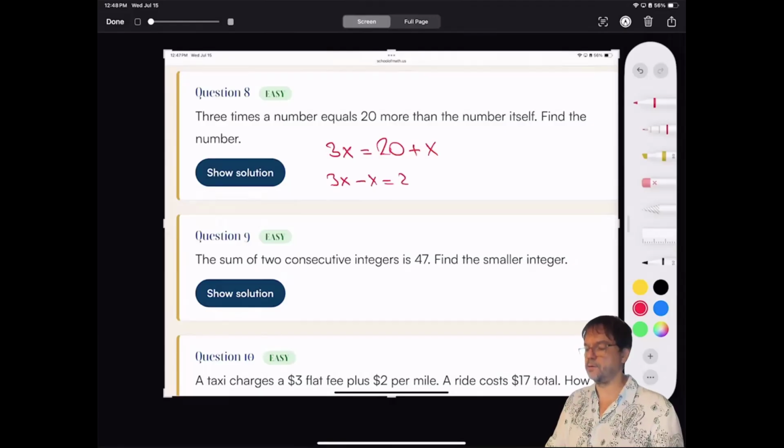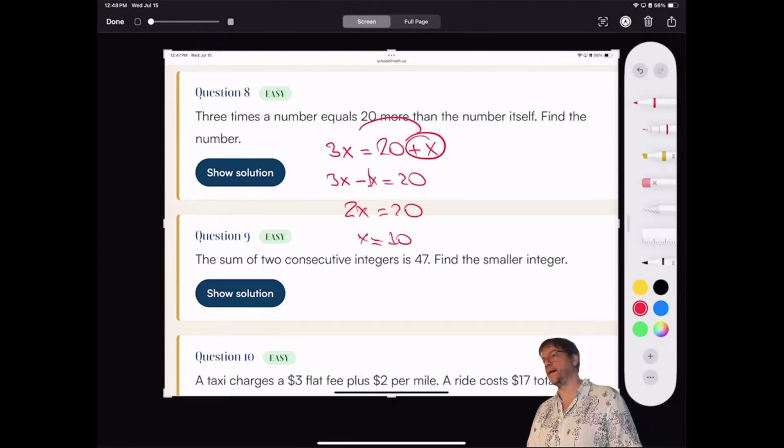3x minus x is equal to 20. I pass it to the other side. 3x minus x? Just x. Oh no, where is your x? 2x? Because here is 1. Okay? Yeah. 2x is equal to 20. How much is x? 10. Because 2 is multiplying, you pass dividing. Okay? Okay.